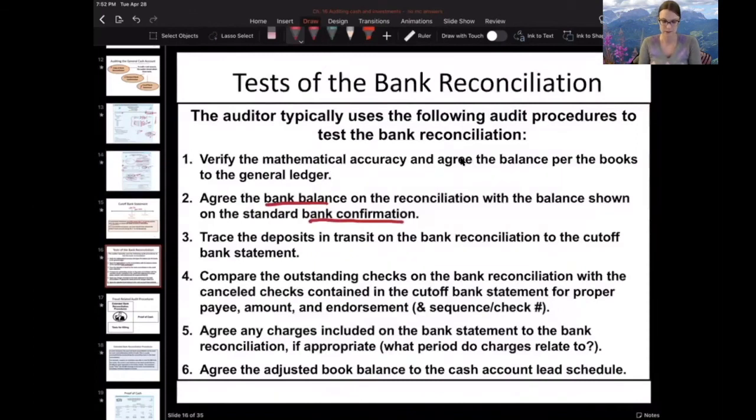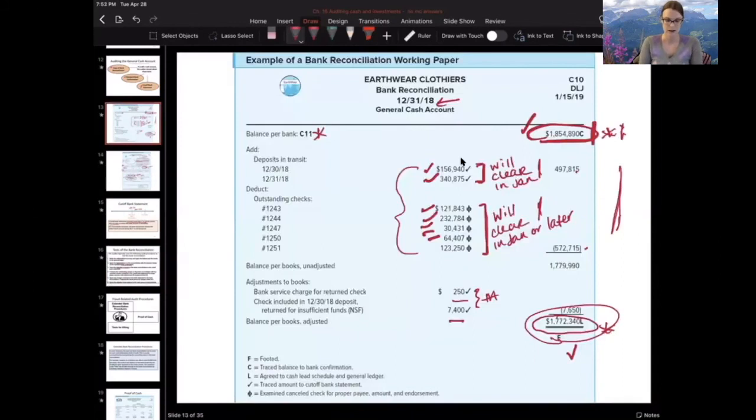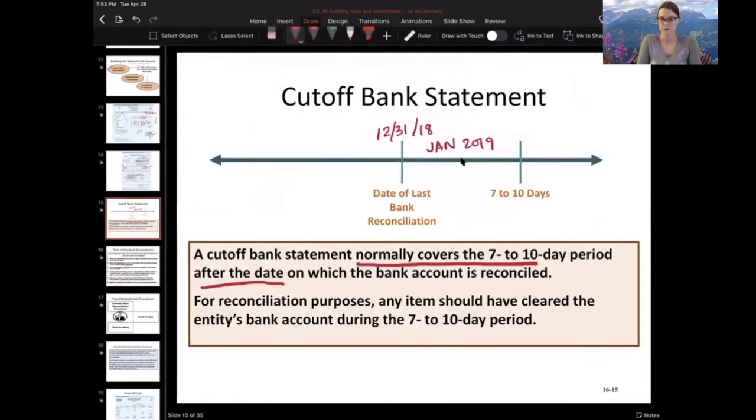Then I'll be tracing deposits in transit to the cutoff bank statement. And step 4 talks about comparing outstanding checks to the cutoff bank statement. Okay, so this is basically the process of validating my reconciling items by comparing them to my cutoff bank statement, which is covering that first period in January.